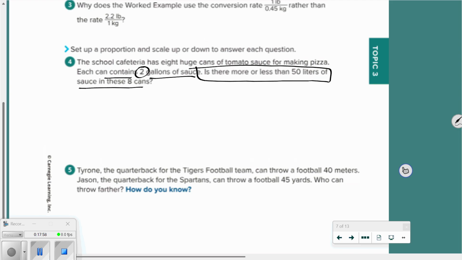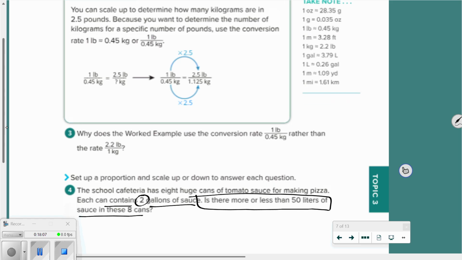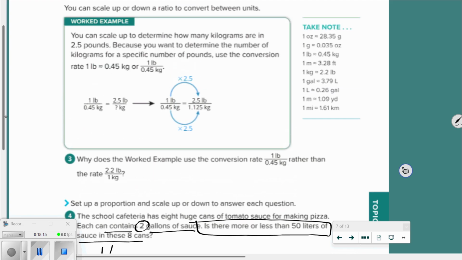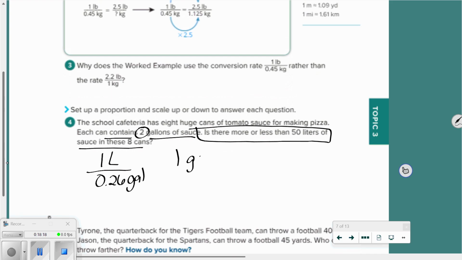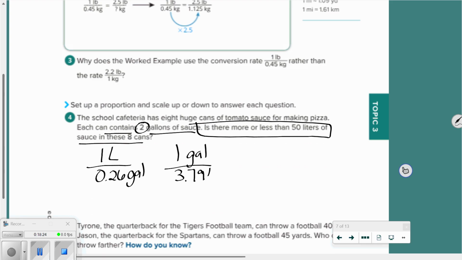So first, we need to find our conversion rate, which is at the top of the page. What do we know about liters and gallons from our conversion chart? We know 1 liter is 0.26 gallons. We also know that 1 gallon is 3.79 liters. Yes? So we have to figure out which one we're going to use. So let's talk about the problem first. It says each can contains 2 gallons of sauce. There are 8 cans. How many gallons is that to begin with?